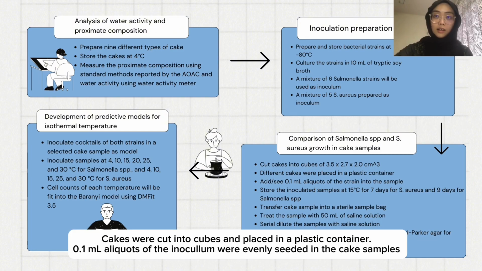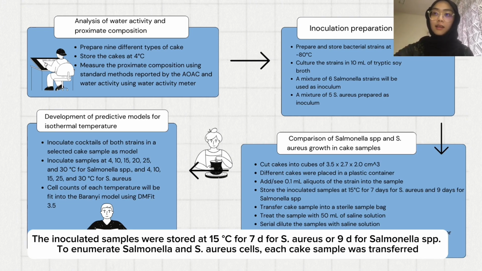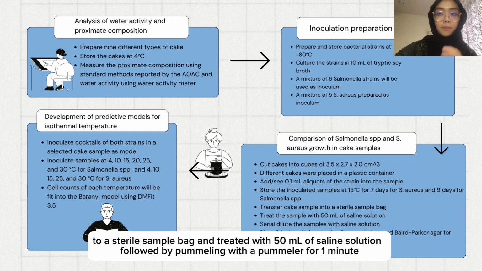The cakes were cut into cubes and placed in a plastic container. 0.1 ml aliquots of the inoculum were evenly seeded in the cake samples. The inoculated samples were stored at 15 Celsius for 7 days for S. aureus or 9 days for Salmonella species. To enumerate Salmonella and S. aureus cells, each cake sample was transferred to a sterile sample bag and treated with 50 ml of saline solution, followed by pummeling with a pummeler for 1 minute.